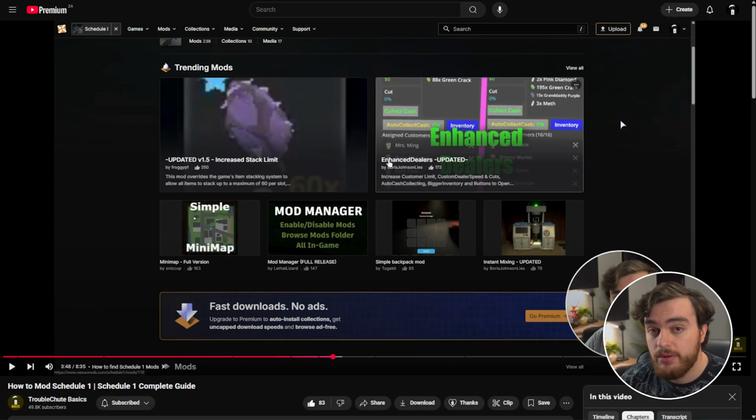Again, share it with everyone you know who's modded Schedule 1, or at least just let them know that they need to get rid of the increased stack limit mod if they have it on their system, which was produced and published by Froggy P1.